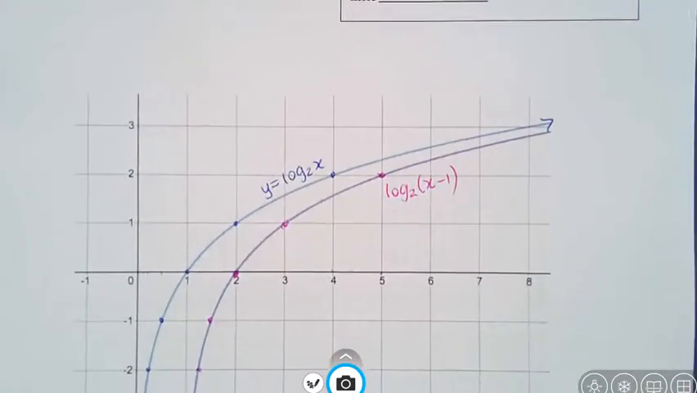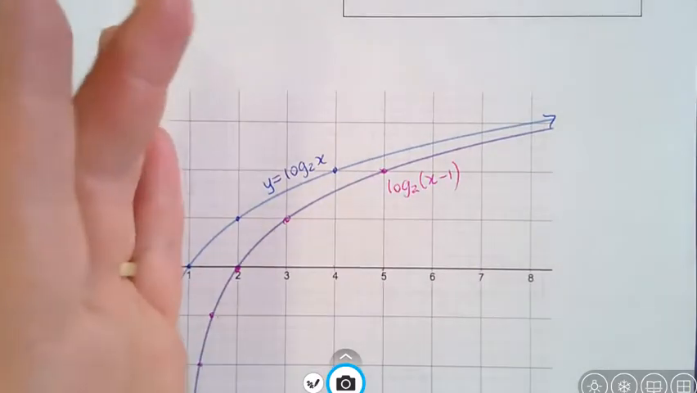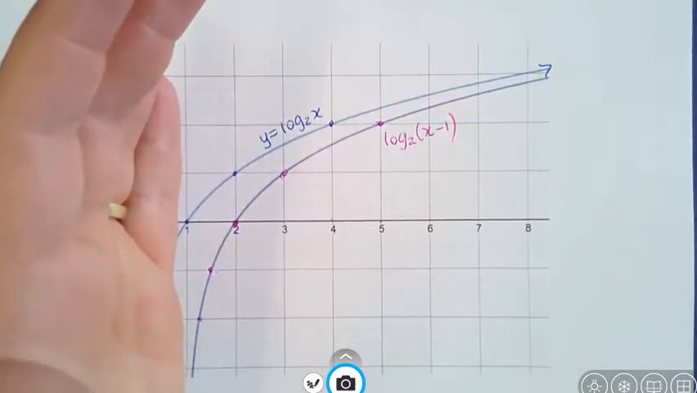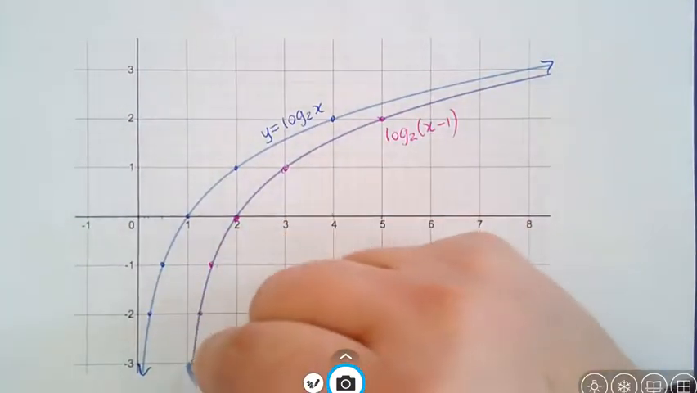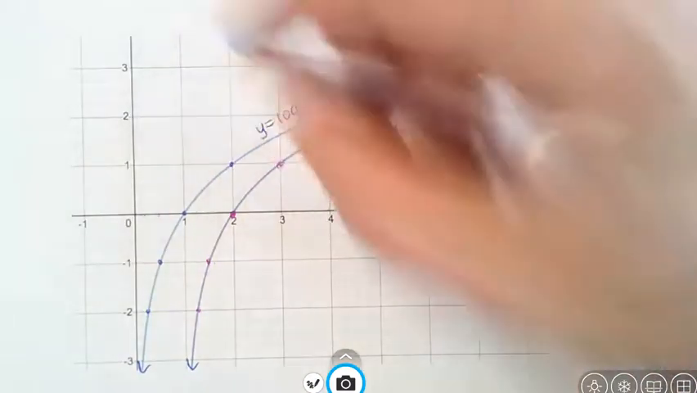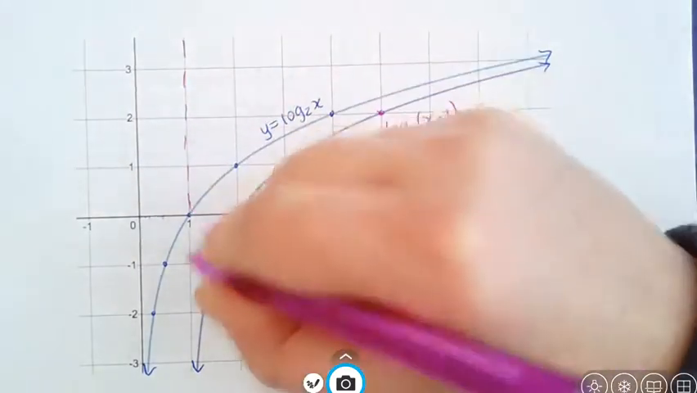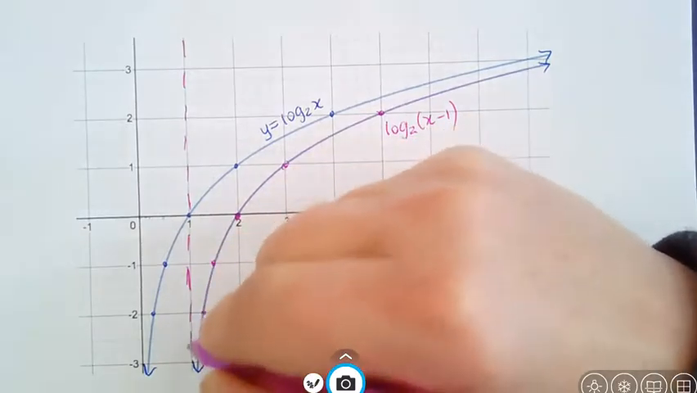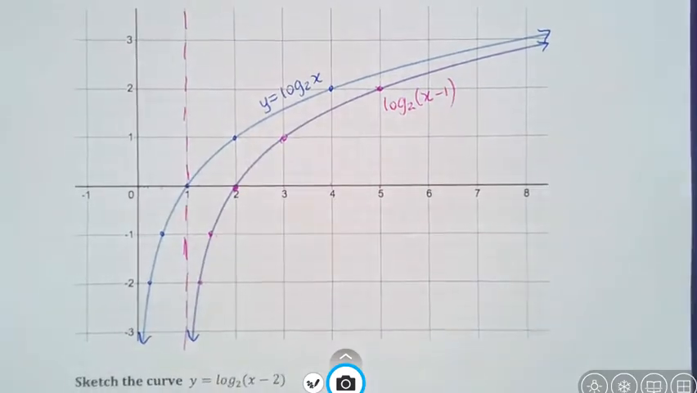So, domain, x values, girls, be careful. X values only seem to start from here. What have you got? X is, no, not 0 this time. Greater than 1. So girls, it looks like you might want to get another color and put a dotted asymptote down here for the graph. That asymptote's only for my purple graph, or your purple graph. The asymptote is for log to the base 2 of x minus 1. The asymptote is no longer the y-axis.